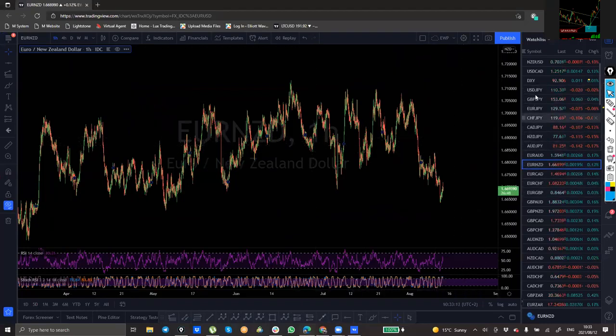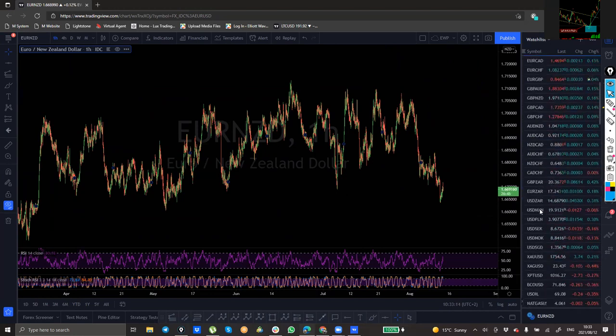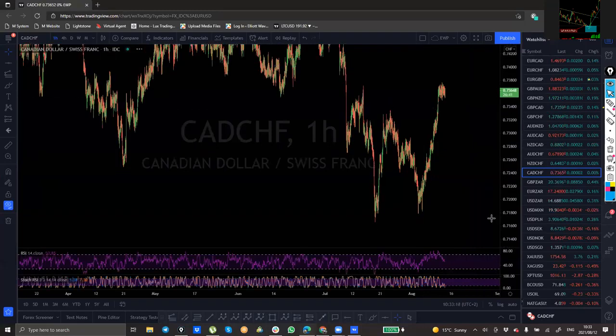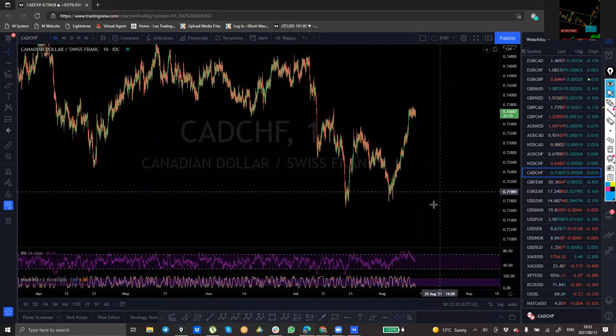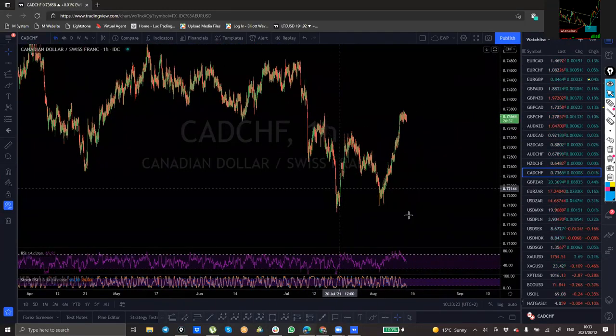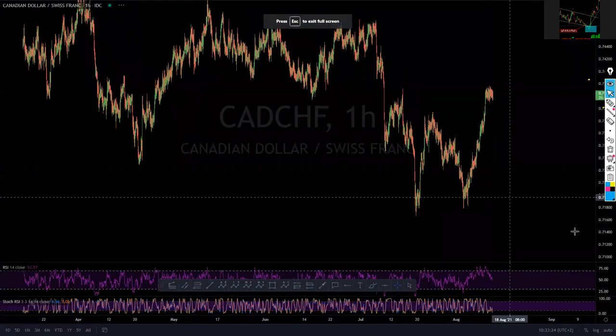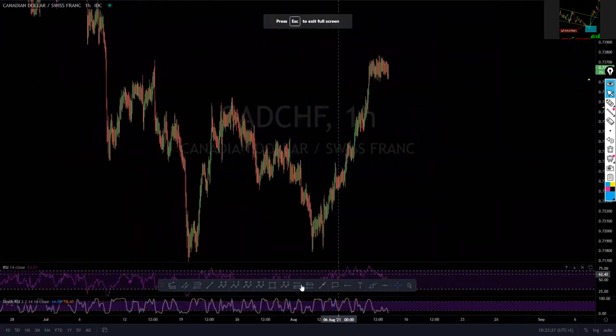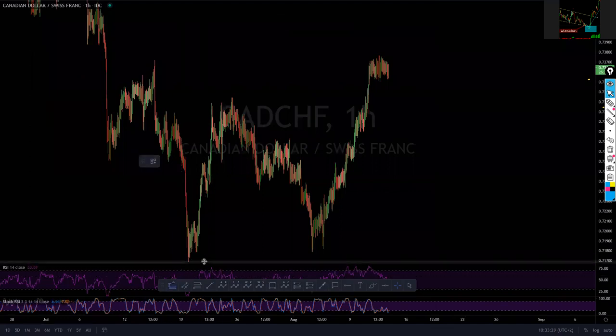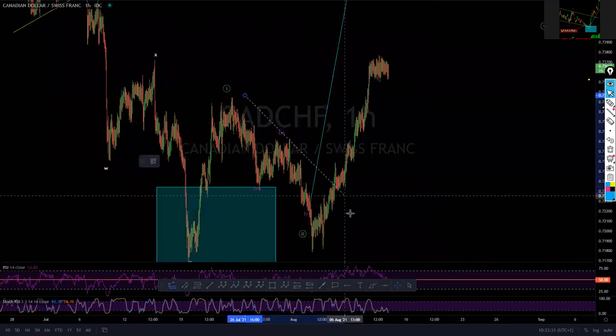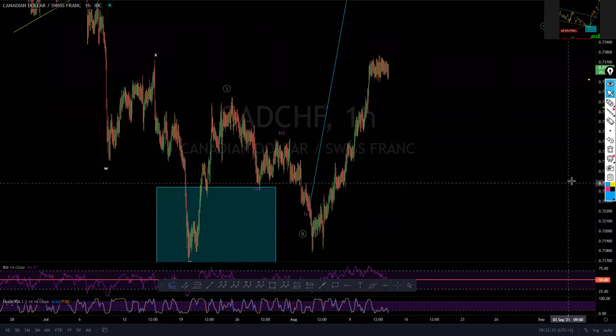On CAD CHF, it was a very nice trade setup. I posted it on Monday, the beginning of the week. The target was 100% equal legs from this low here, and we have reached the target. It's consolidating. Remember, the target that we give is a conservative target on the basis of 333.